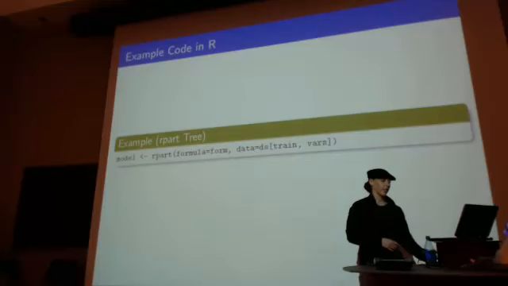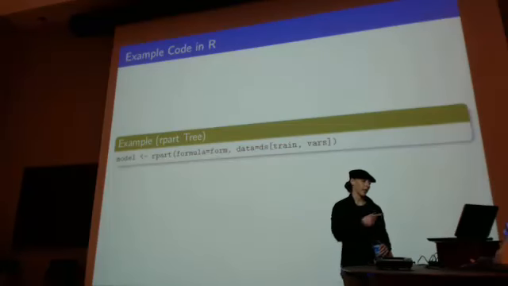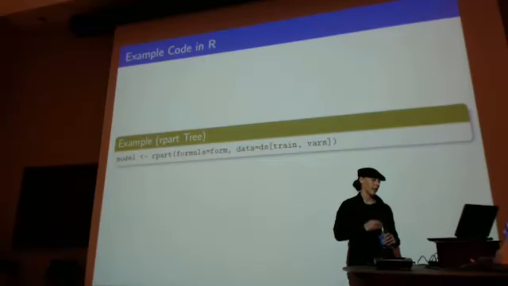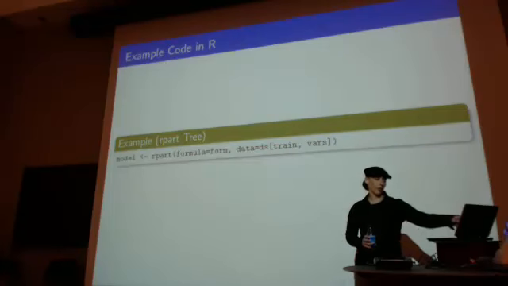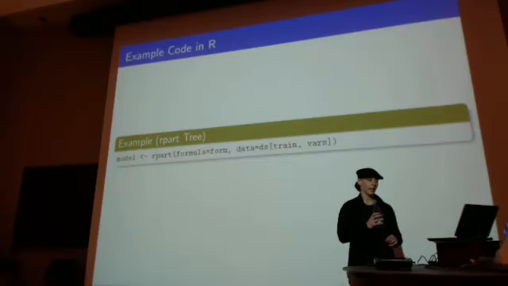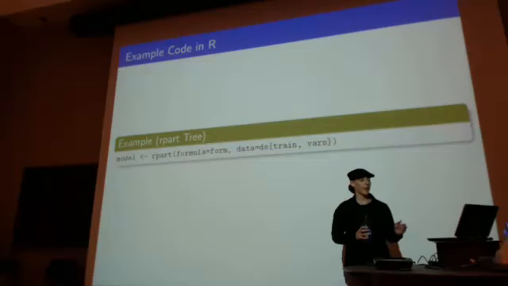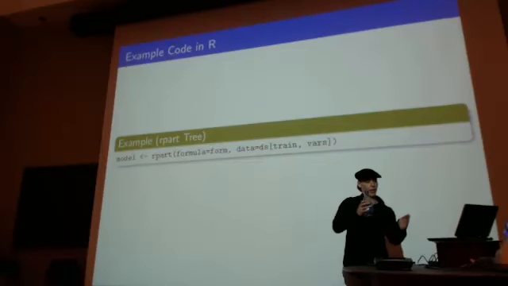And that's it. That's all it is to build a tree: the formula that we set earlier, and the data, and as you can see, that's row numbers and then the variables, in the DS data set. So I'm subsetting both the rows and the variables.